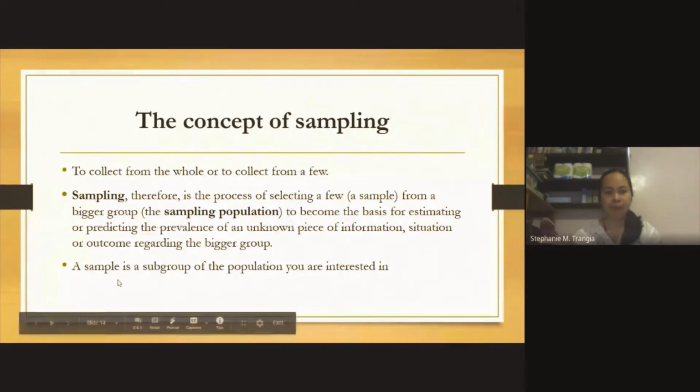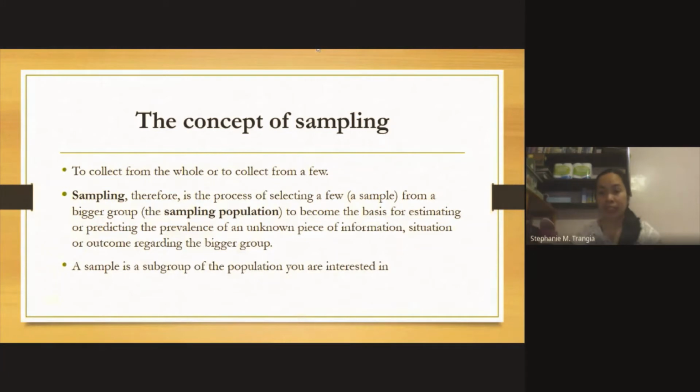So, a sample is a subgroup of the population you are interested in. You have to define who you want to study. Is it the IS group? IT? The CAS students? Or the medtech students? You have to define properly your target population so that you can select your sample based on your target population.